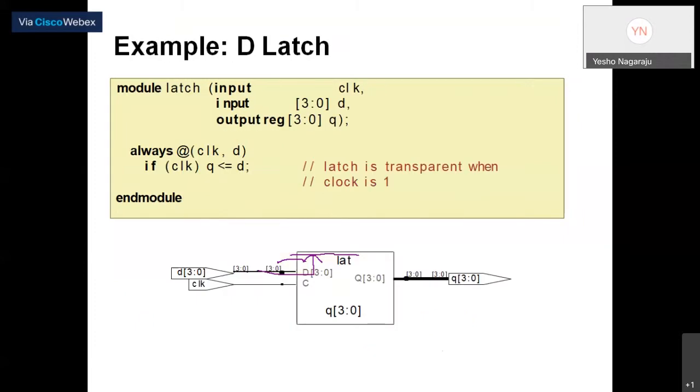Okay, this is what we have learned about sequential circuits or flip-flops. Now let us see how we can describe latches in our designs.